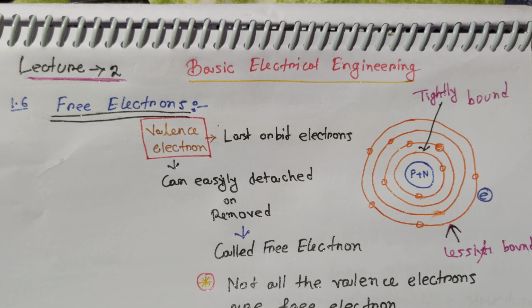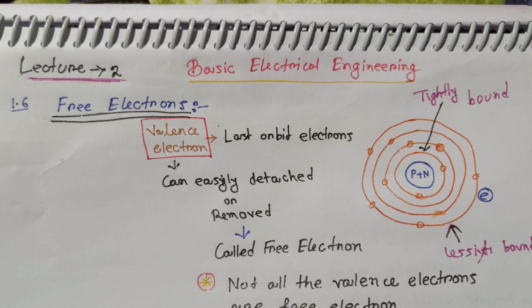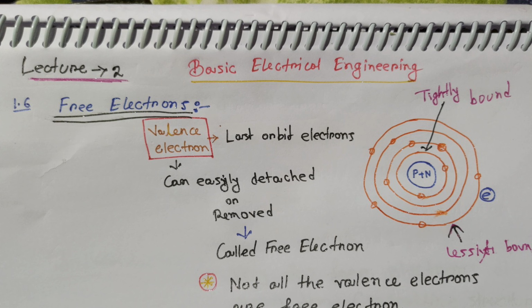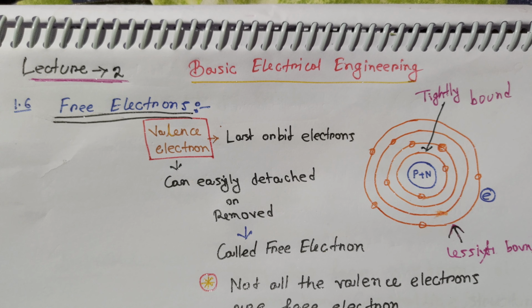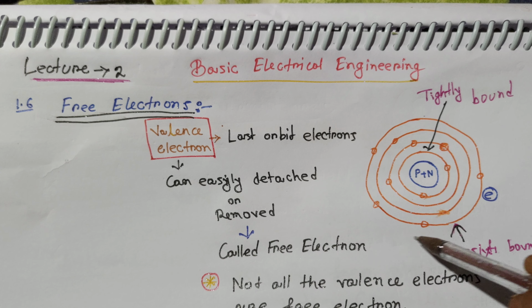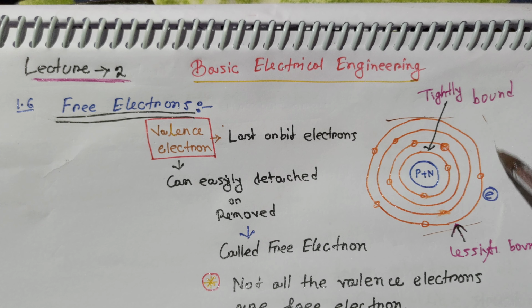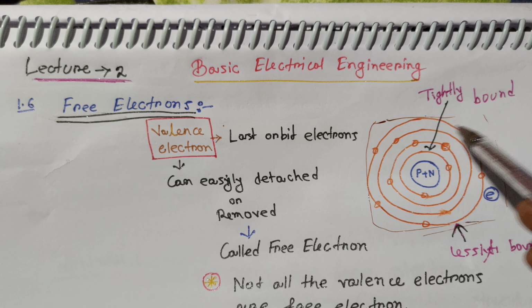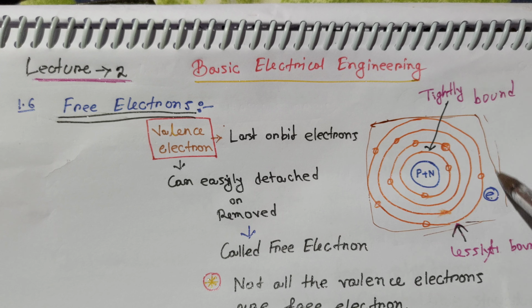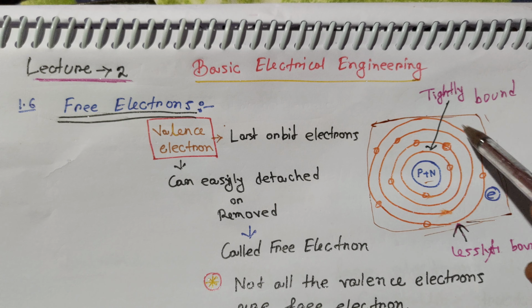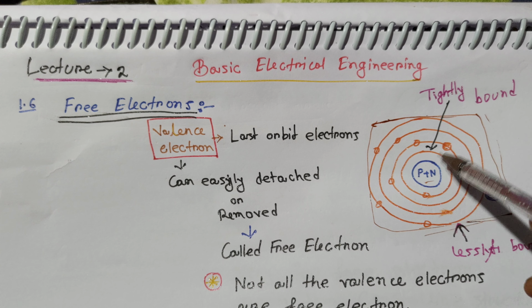So what is valence electron? We know the electron in a particle. Suppose we are assuming this one is an atom of any one particle. Inside we know there are proton and neutron, and outside in the orbits there are electrons.